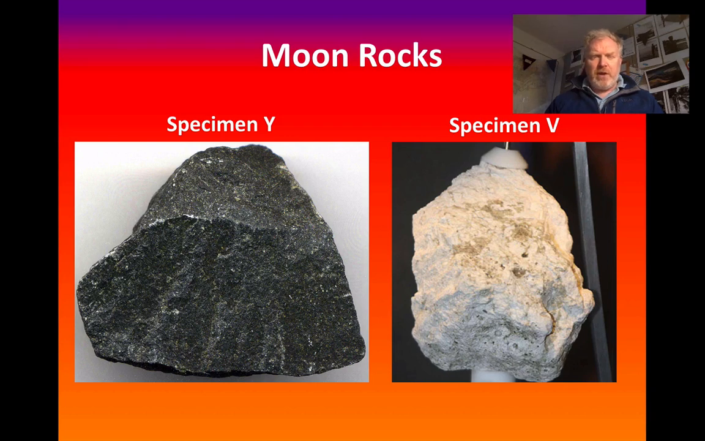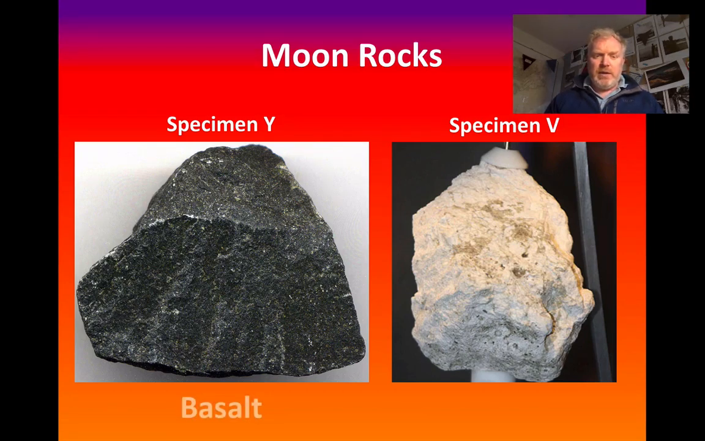They both have interlocking crystals, but there's a very obvious difference between them. We have the darker rock on specimen Y, the lighter rock on specimen V. If you look at your image of the moon, you'll see the 2 areas on the moon, the 2 distinctive parts of the moon's surface, indicated by their different colour. And it's these rocks that create that different colour.